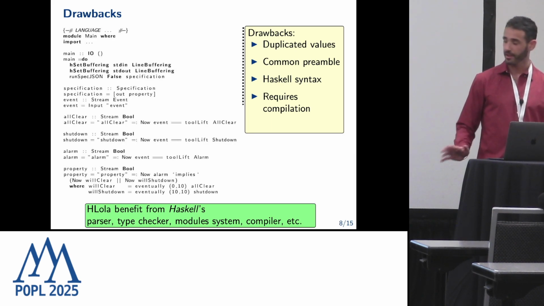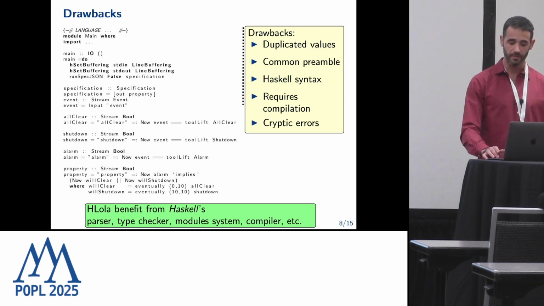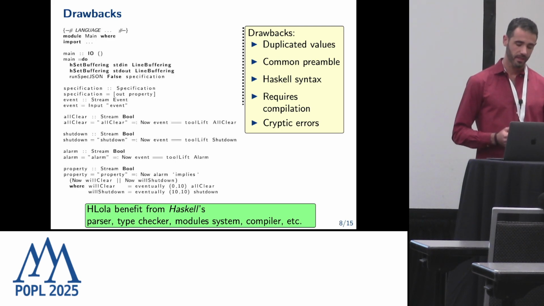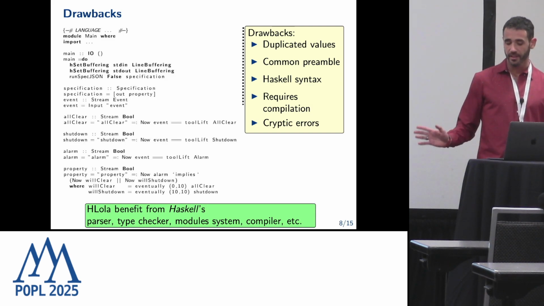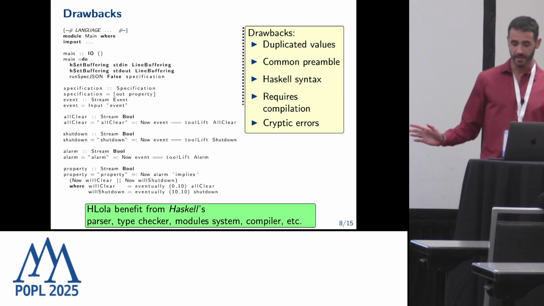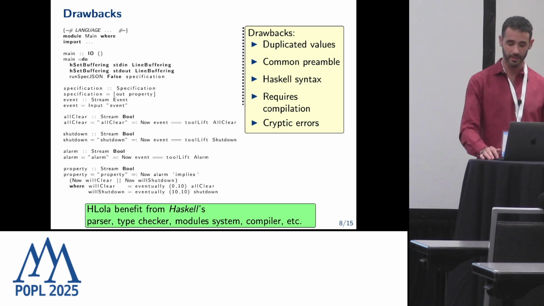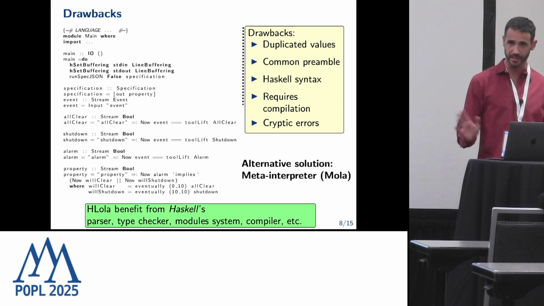For every minor change in the specification, we had to recompile the whole thing. And finally, and maybe most important, the errors were very cryptic. The errors were in the realm of Haskell and not in the realm of LOLA, which is what we expected. So we wanted to get rid of these drawbacks, but we also wanted to maintain the extensibility of the EDSL. So we came up with this intermediate solution, which is this meta interpreter, or the engine factory that we have called MOLA.